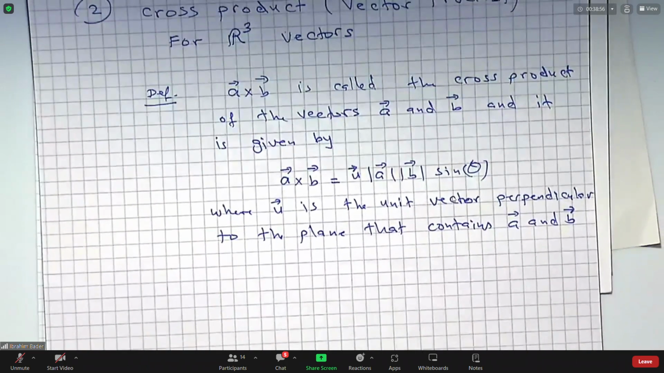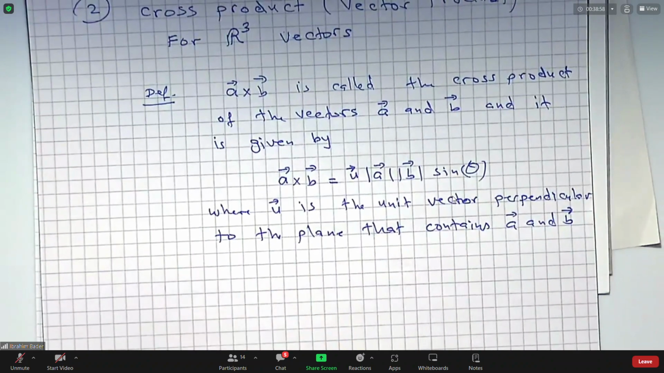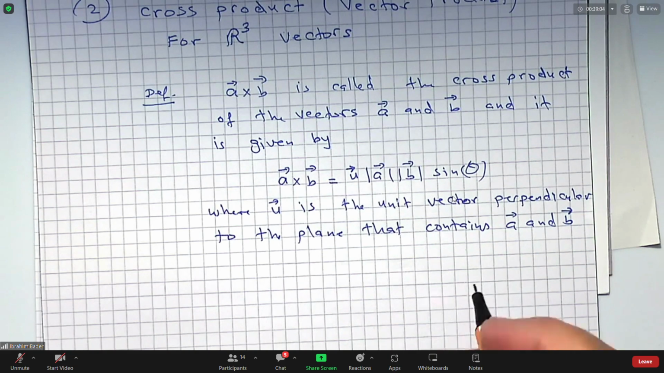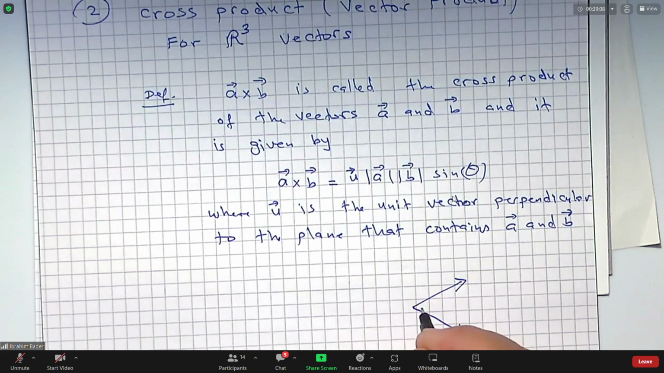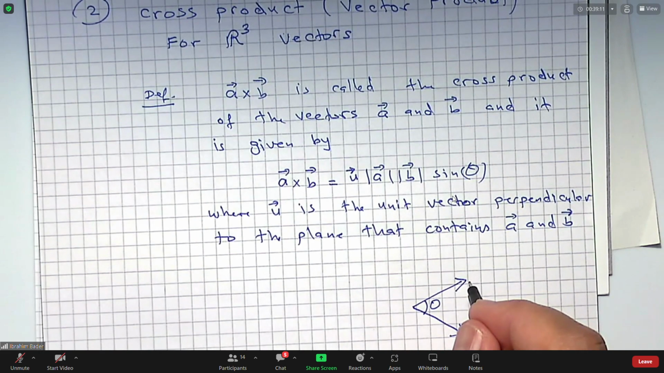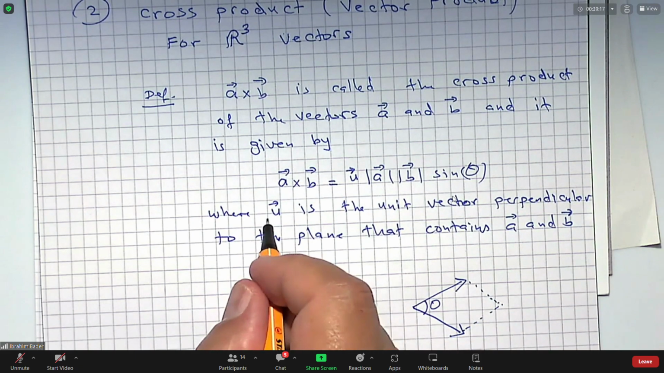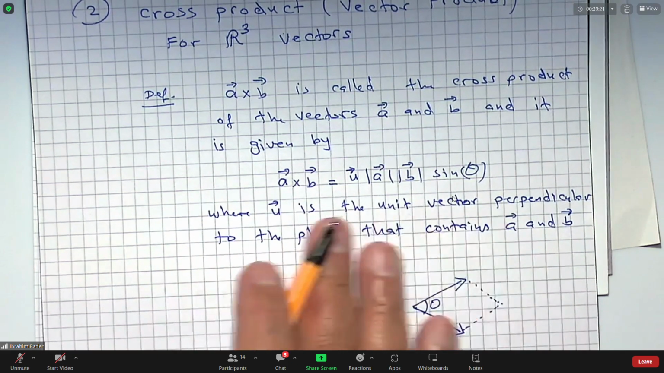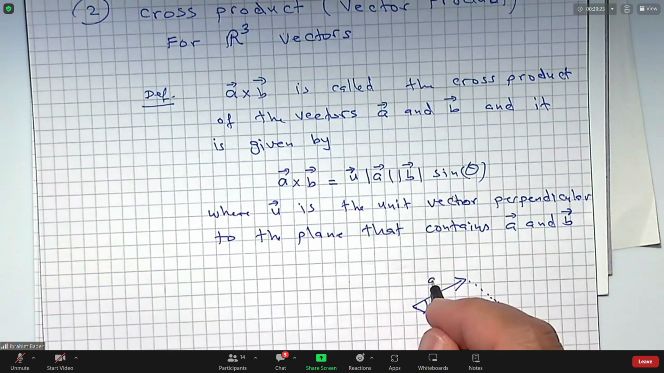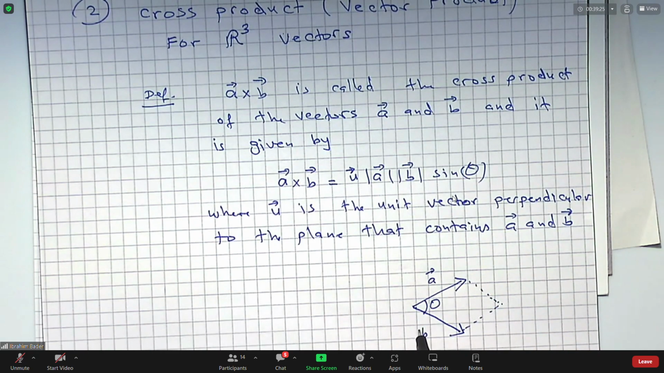Not done yet. Now, imagine, it's difficult maybe here in the projector. So I have the vector A and the vector B, okay? And assume this is theta. Now here, this vector U is just a vector perpendicular. So this page of paper is the plane that contains these vectors. Let's say this is vector A, this is vector B.